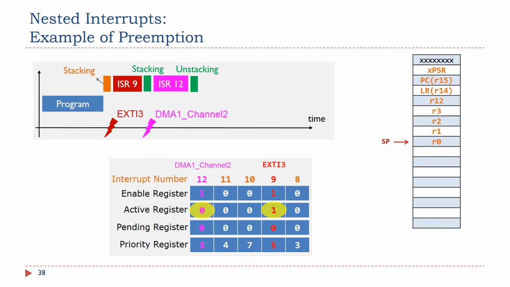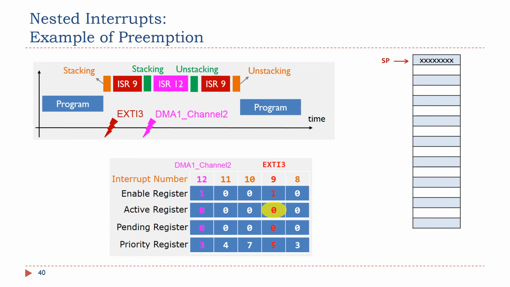After the interrupt service routine 12 completes, NVIC performs unstacking, pops out 8 registers from the stack, and recovers the running environment for the interrupt service routine 9. Then, NVIC continues the execution of interrupt service routine 9. After the interrupt service routine 9 completes, NVIC performs unstacking to recover the running environment of the user program. After unstacking, the user program resumes the computation.